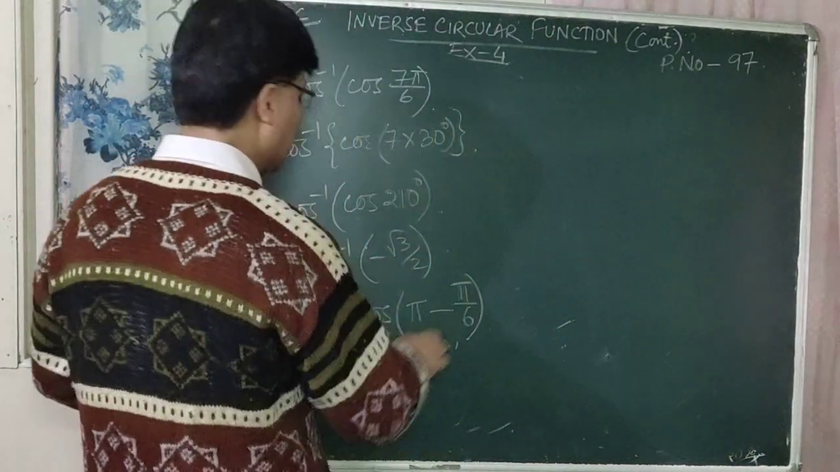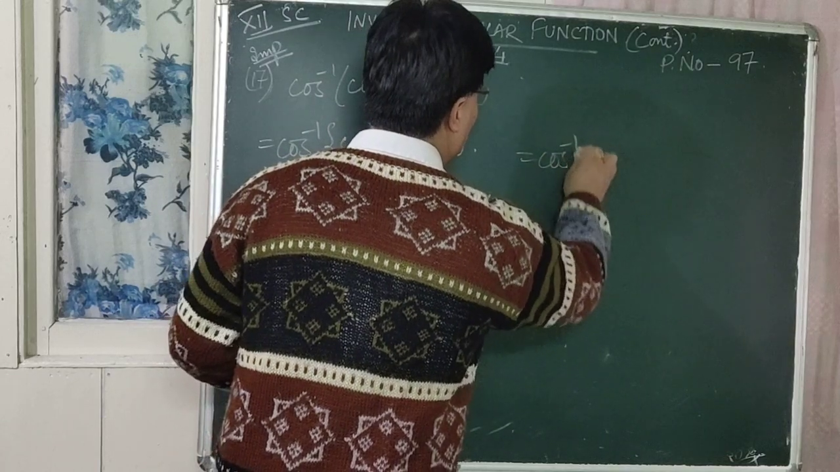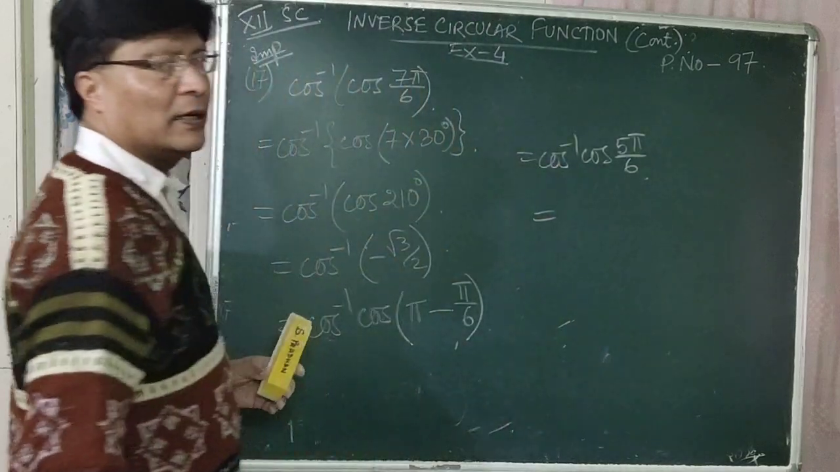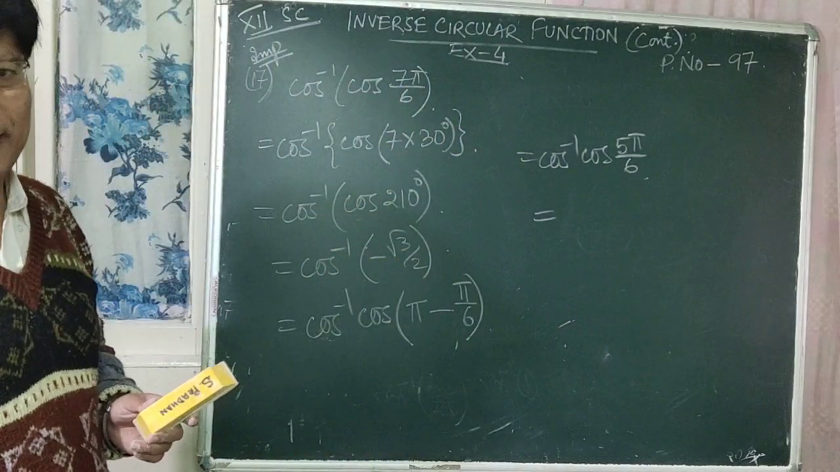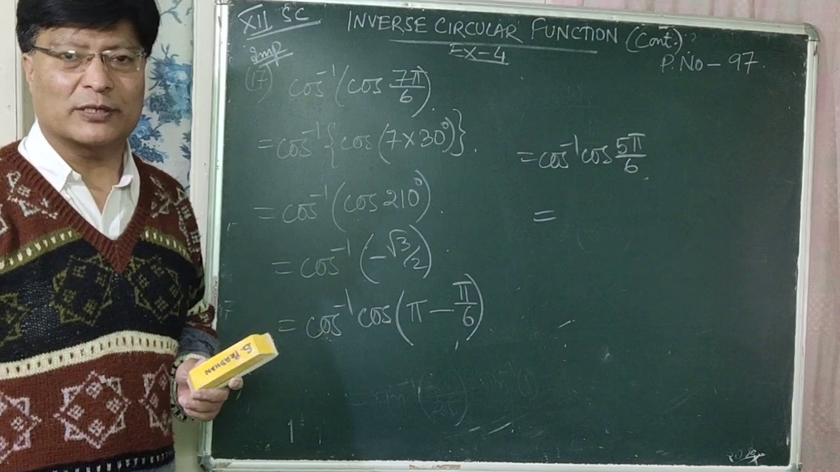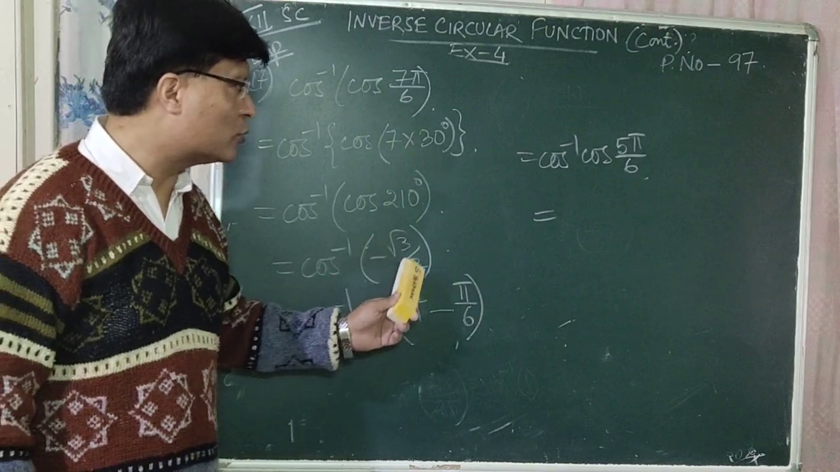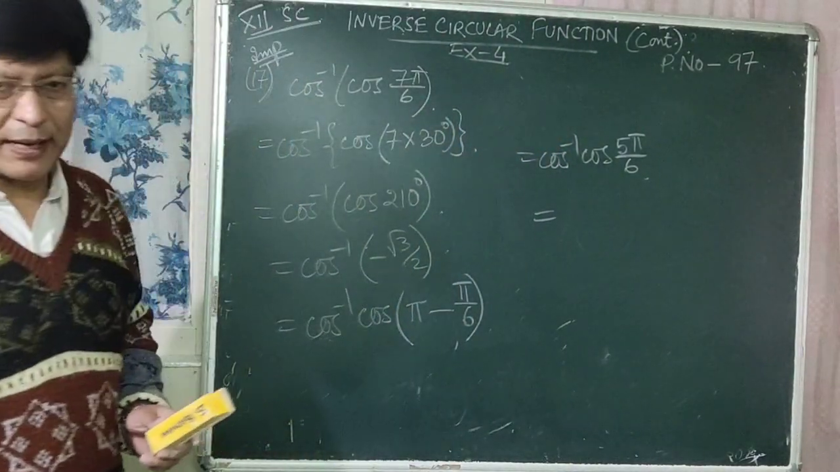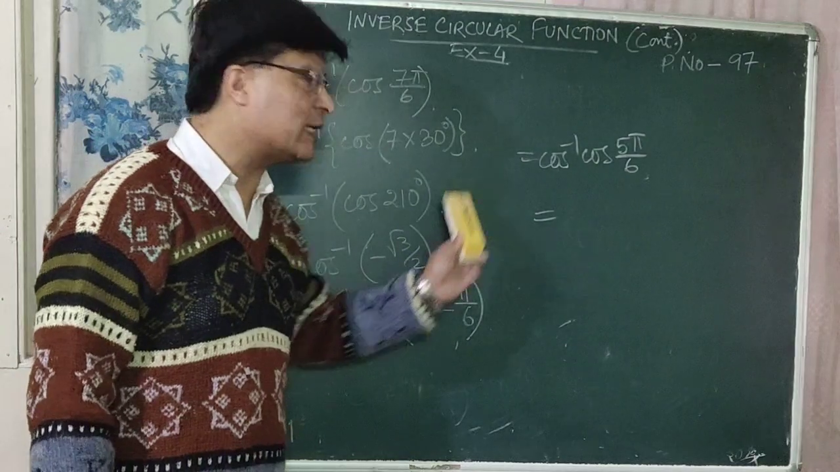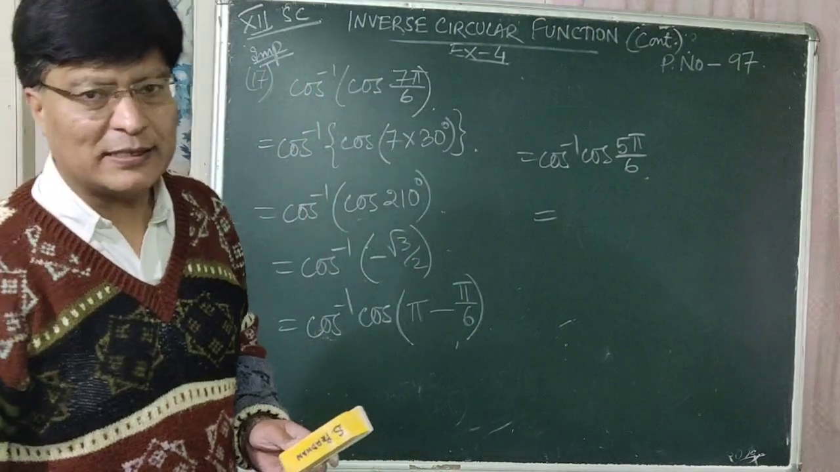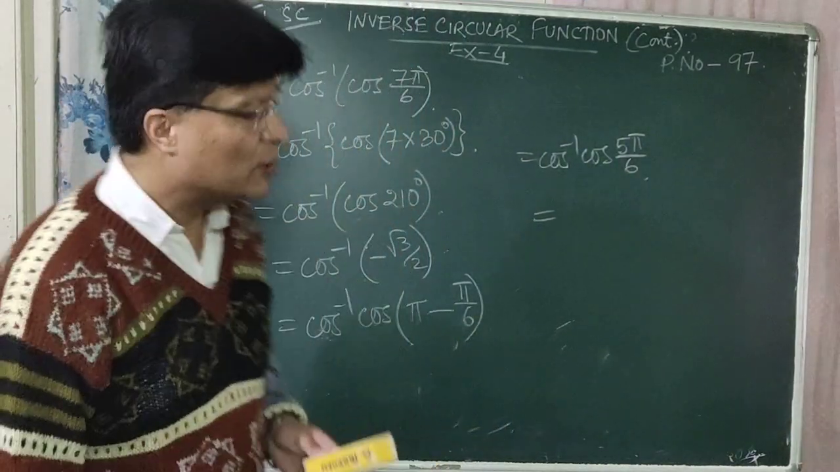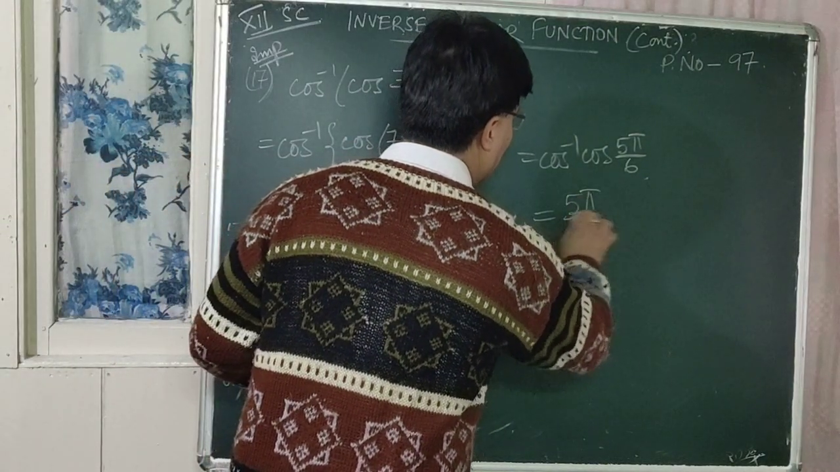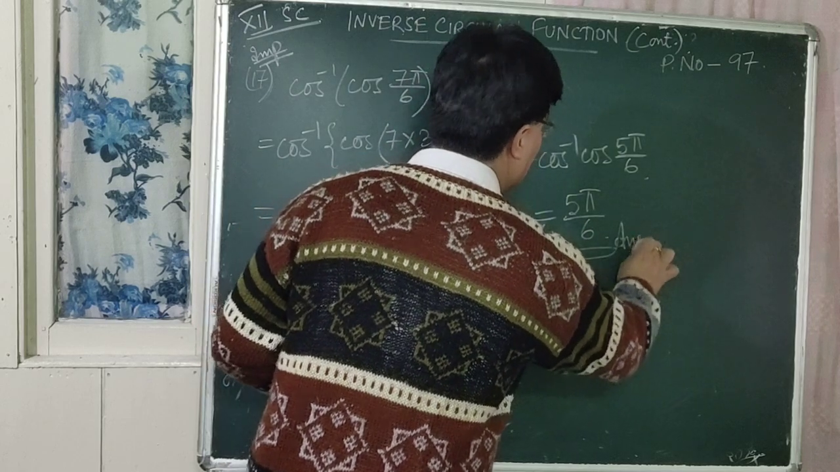Now the next step is equal to cos inverse cos 5 pi by 6. This lies in the second quadrant. Where does 5 pi by 6 fall? It lies in the second quadrant. So what is the exact value of minus root 3 by 2? Cos 5 pi by 6. This is the least value. So what is cos inverse cos 5 pi by 6? It is 5 pi by 6. So this is the answer.